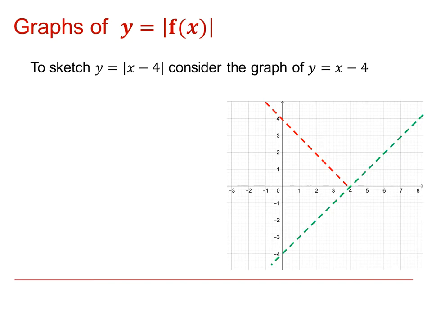To sketch the graph of y equals mod x minus 4, we first of all consider the graph of y equals x minus 4, which is shown here as the green dotted line. Obviously it goes through 4 on and negative 4 on the axes. The portion which is below the x-axis here is going to be negative. So to find the modulus function, we need to make that positive. So it's reflected back in to above the x-axis. So it goes into the positive portion of y.